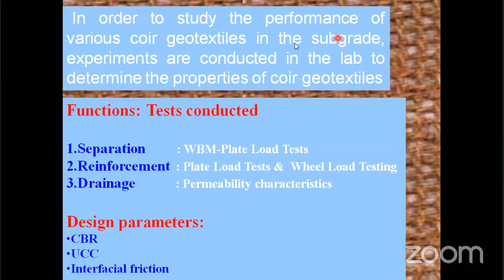In order to study the performance of various coir geotextiles in subgrade, experiments are conducted in the lab to determine the properties of coir geotextiles. To study the various functions, tests were conducted. For separation, WBM plate load tests are conducted. For reinforcement also, plate load tests and vehicle testing. And then for drainage, permeability characteristics are studied. Coming to the design parameters, normally our road sections are designed based on CBR, MCC, and interfacial friction.